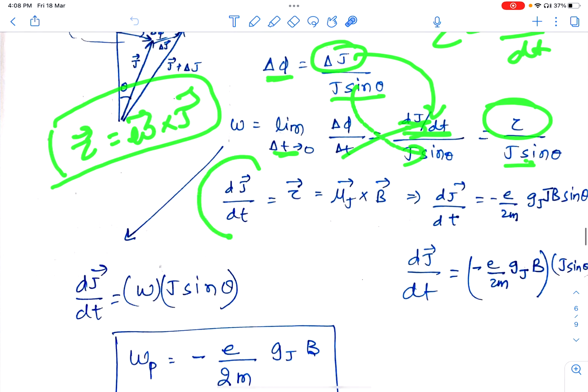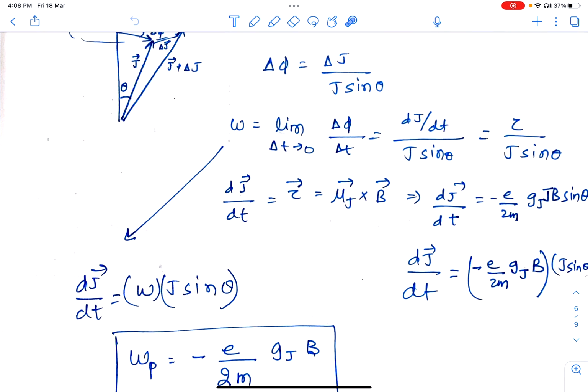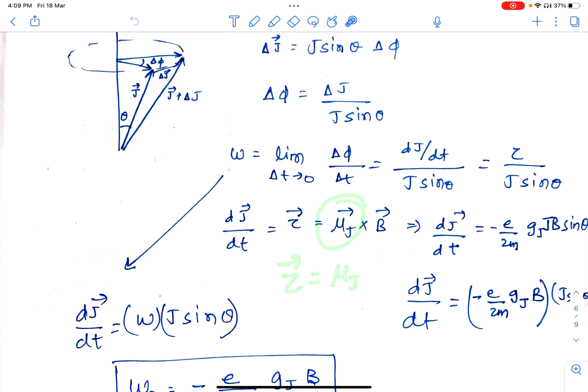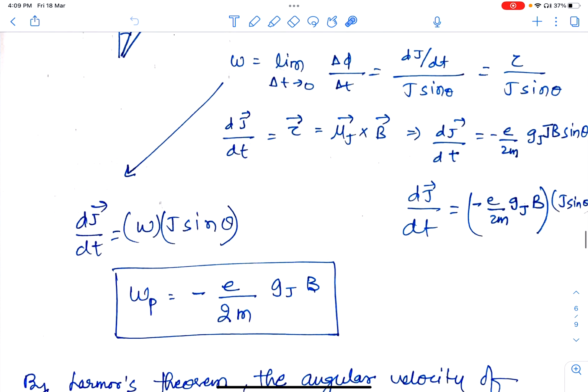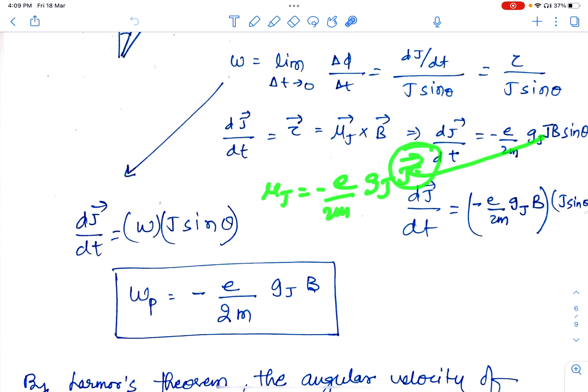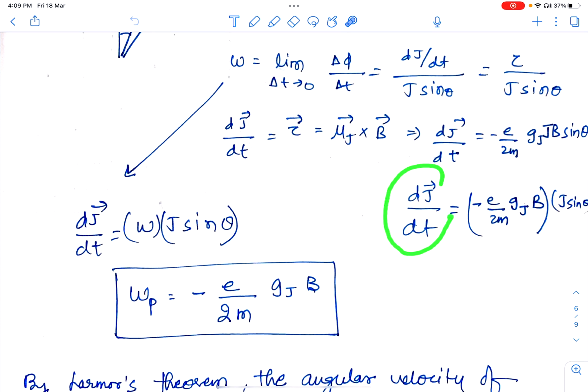Now dj by dt is equal to torque. We know the formula of torque, mu cross b, right? Torque is equal to mu cross b. So we are writing mu j cross b, because we are taking the magnetic moment corresponding to J angular momentum. We know from earlier mu j is minus of e by 2m g_j J, right? So it will be J B sine theta, with theta the angle between B and J. So dj by dt is equal to minus of e by 2m g_j B J sine theta.